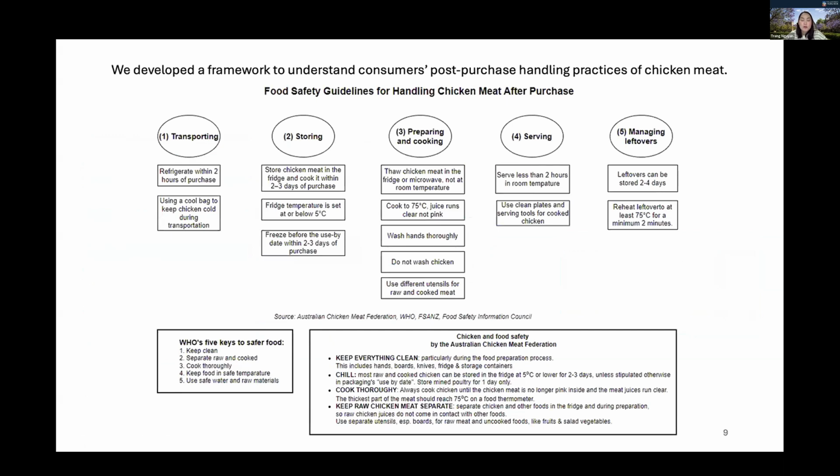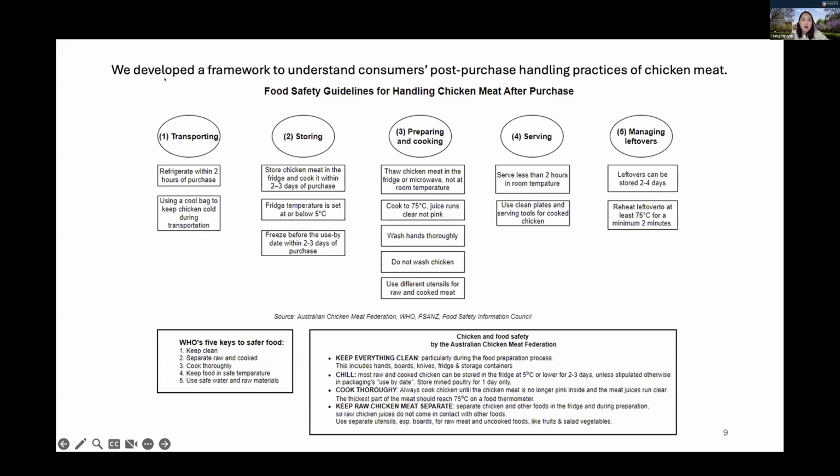So to have a set of practices that go across the purchase points, from the point that consumers bought chicken meat from the supermarket or meat stores to where they consume, we developed a framework so we can have a comprehensive understanding and construct all the behaviors that happen during this in-house food management. We've got 5 stages covering this period: transporting, storing, preparing and cooking, serving, and managing leftovers. So we've got these 5 stages where things can happen when handling chicken meat.